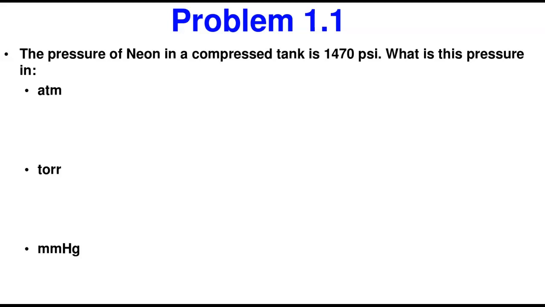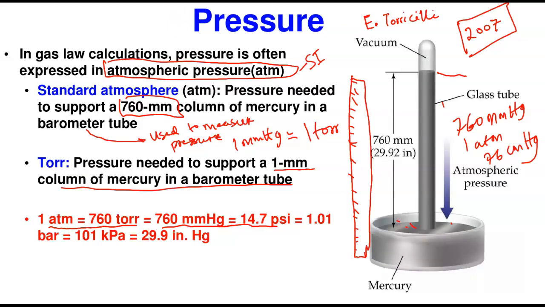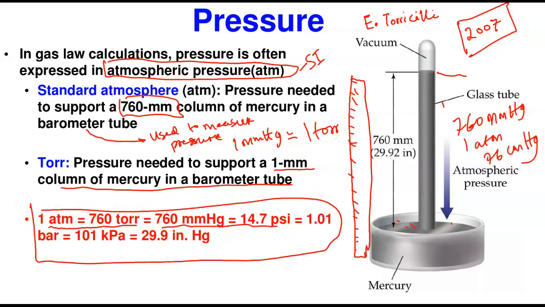Now, the first problem will be how we convert from one pressure unit to another. That is exactly what we'll be doing now. The question says, the pressure of neon in a compressed tank is 1470 psi. What is the pressure in atmosphere? Remember, the conversion unit has been given to us here. So I'm quickly going back to this to use this conversion unit to do those problems.